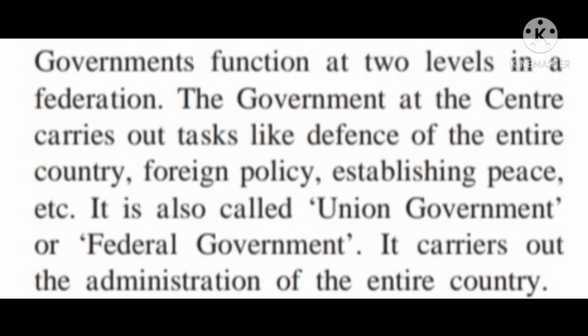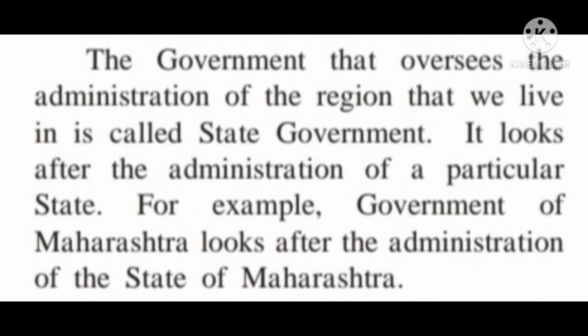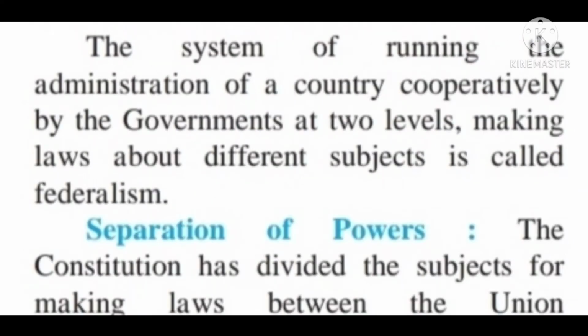The government at the center carries out tasks like the defense of the entire country, foreign policies, establishing peace, etc. It is called the union government or the federal government. It carries out the administration of the entire country. The government that oversees the administration of the region that we live in is called state government. It looks after the administration of a particular state. For example, the government of Maharashtra looks after the administration of the state of Maharashtra. The system of running the administration of a country cooperatively by the governments at two levels, making the laws about different subjects, is called federalism.